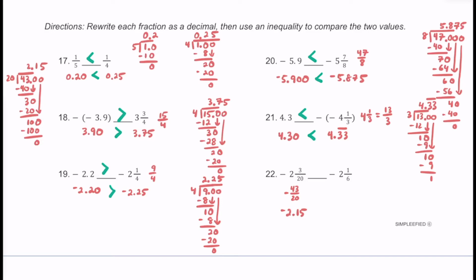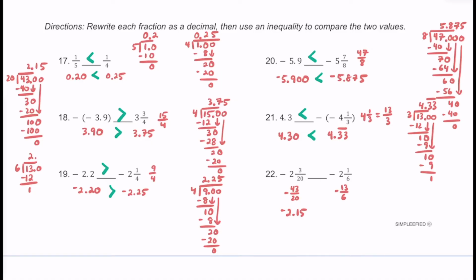And what about this other fraction? Let's go to impropers first. So 2 times 6 is 12, and 12 plus 1 is going to be 13. So this is -13 over 6, right? Now what is that as a decimal? Let's do 13 and divide that by 6. So 6 goes into 13 2 times. 2 times 6 is 12 with a remainder of 1.